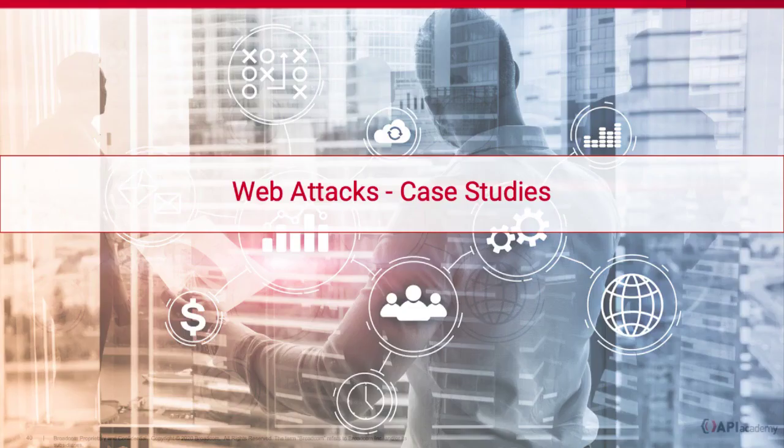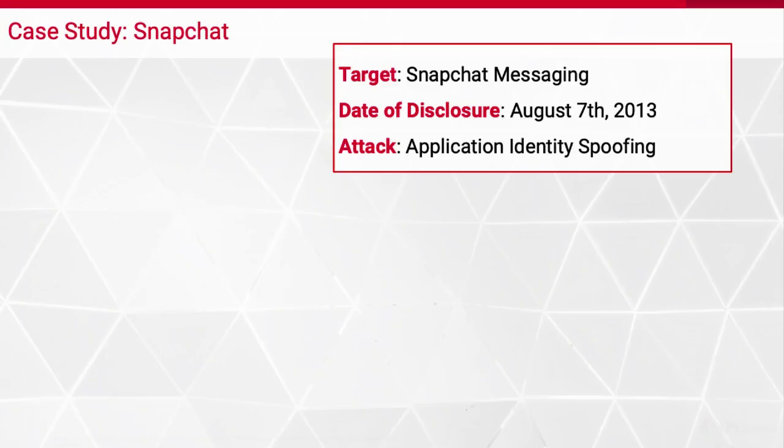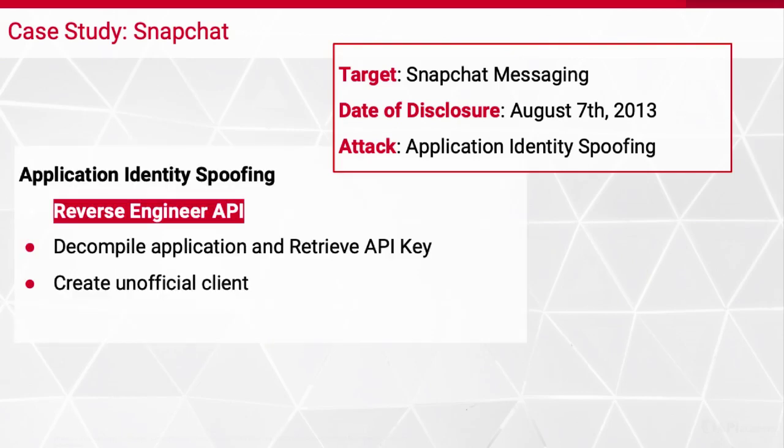Let's take a look at some real-life case studies. Snapchat messaging application was a target of an application identity spoofing attack. The hackers were reverse engineering the API that was used by the backend of the Snapchat mobile application and therefore were able to steal users' data.